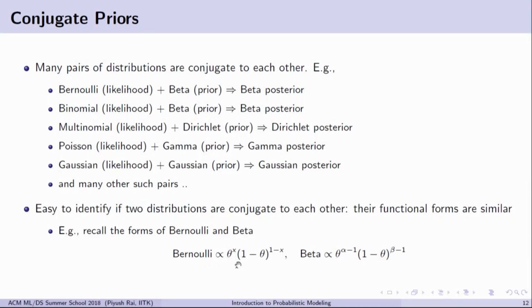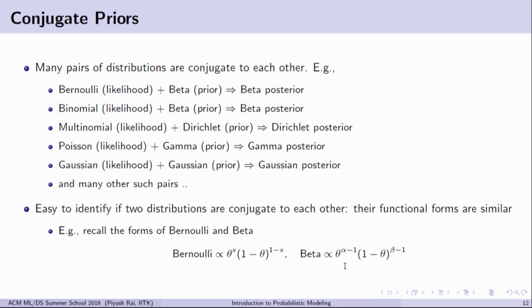I should also mention that it's very easy to identify if two distributions are conjugate to each other. If you just look at the functional form of two distributions and the form looks similar, for example, the Bernoulli distribution looks like theta to the x, 1 minus theta to the power 1 minus x. Theta is the parameter of the Bernoulli. Likewise, a beta distribution looks like theta to the power alpha minus 1 times 1 minus theta to the power beta minus 1. As I mentioned in the very first line, beta and Bernoulli are conjugate to each other. If you look at the expressions, they look quite similar: theta to the power something, 1 minus theta to the power something else, in both cases.